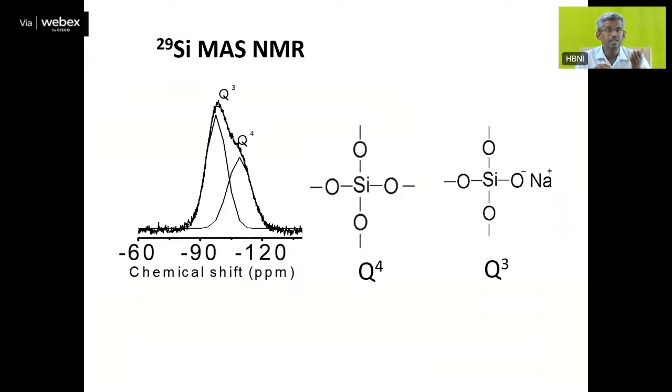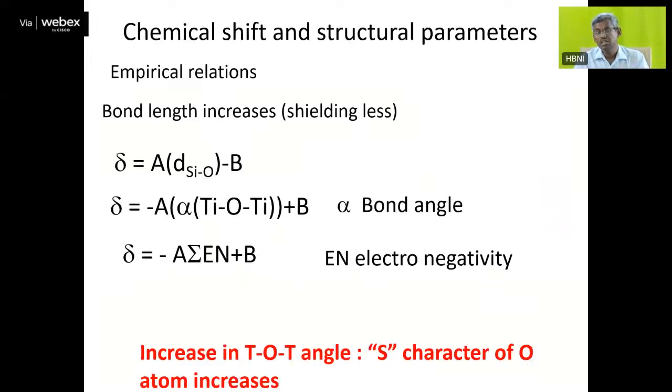Similarly, Q3 is around -100, Q2 will come around -90, and Q1 will come roughly in the range of -84, -83, like that. So there is roughly a 9 to 10 ppm change in the chemical shift when a single bridging oxygen atom is converted to a non-bridging oxygen atom. It's a very interesting phenomenon. So now we need to understand why this much change occurs when a bridging oxygen atom is converted to a non-bridging oxygen atom.